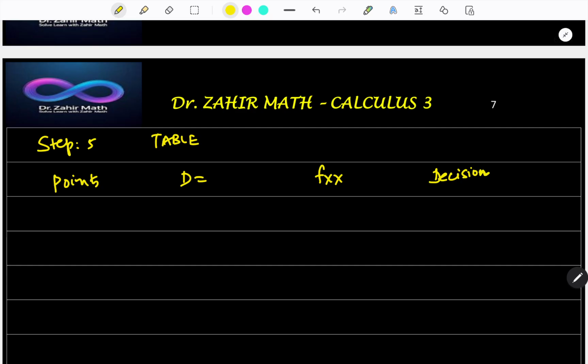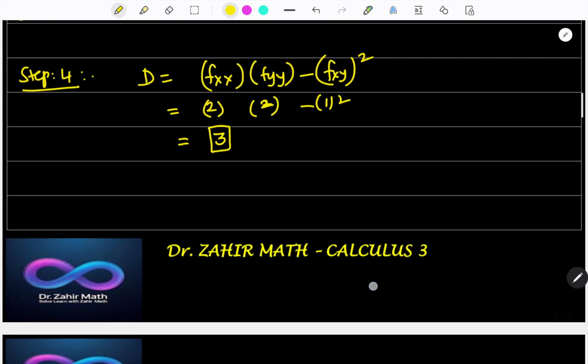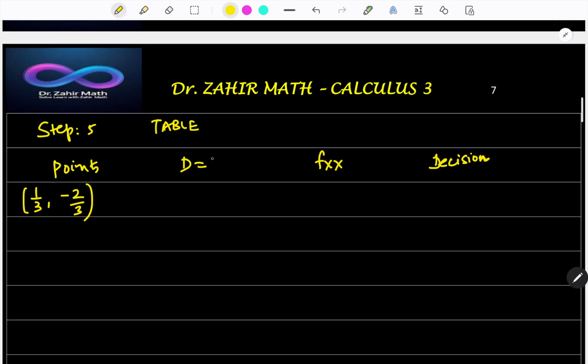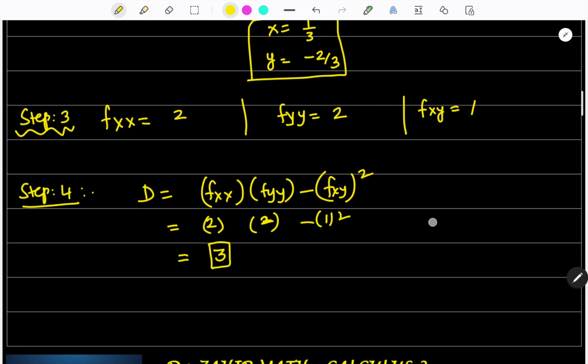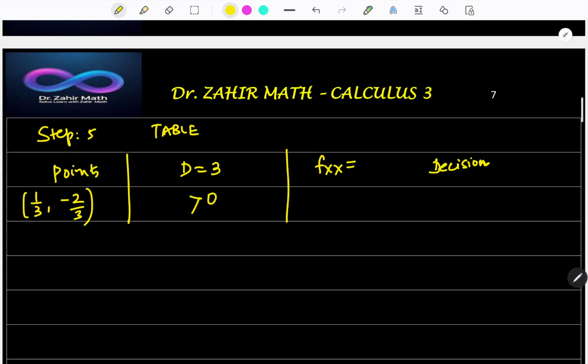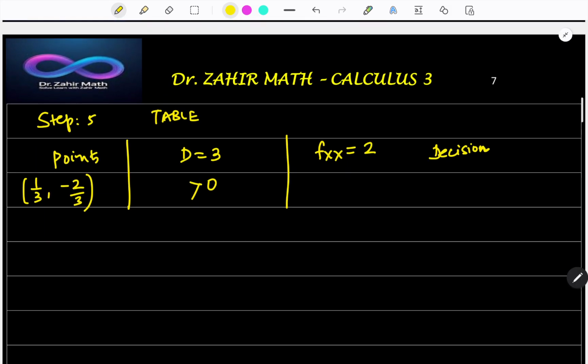So the points are what? I just remember the points are 1 by 3 and minus 2 by 3. So 1 by 3, minus 2 by 3. And D is equal to, just now we calculated, which is 3. Nice problem, right? So D is more than 0. So we can discuss, right? And fxx, what is the value for fxx? 2 again. The second derivative 2, right?